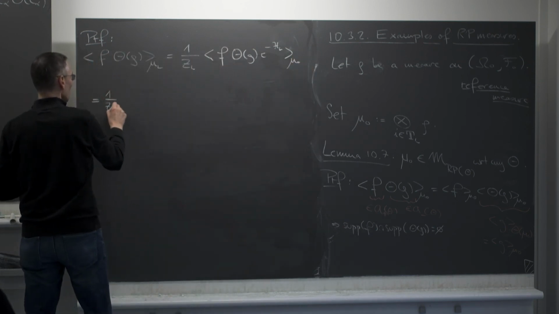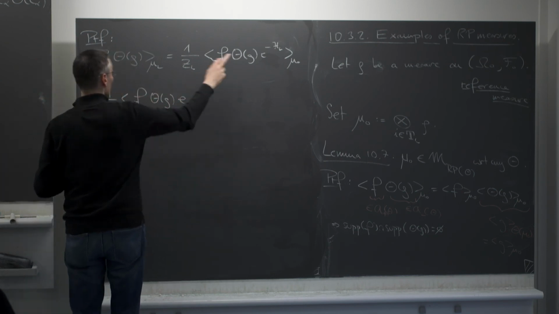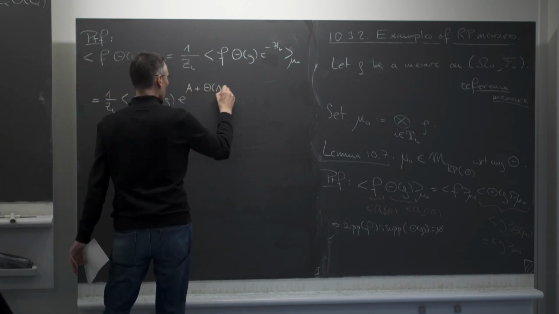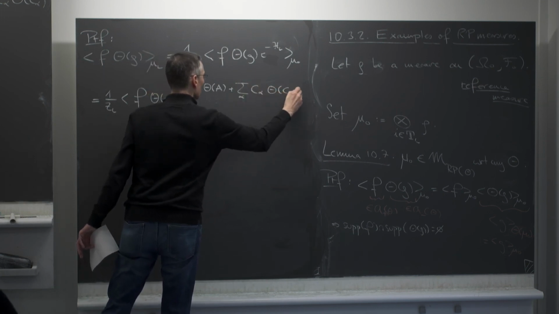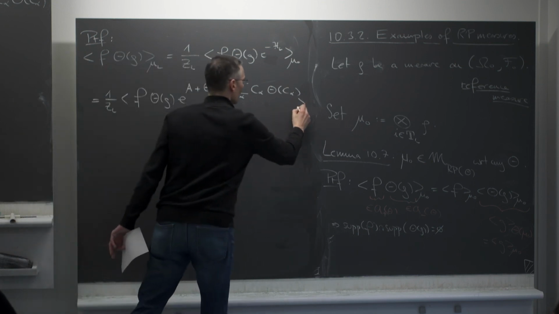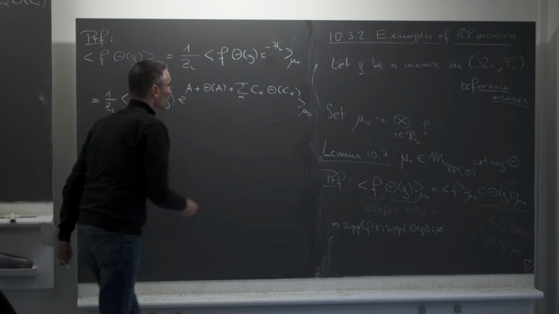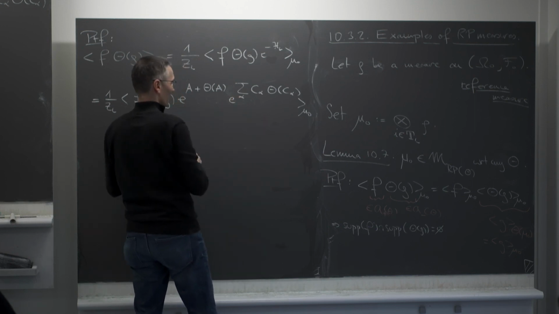So it's 1 over Z L, f theta g, e to the minus H L, by assumption it has this form. So it's A plus theta of A plus the sum over alpha C alpha theta of C alpha. Okay. And then expected value with respect to the product measure mu 0. Okay? And then the idea, which is pretty elementary, is to expand. Let me write this as a product of exponentials so that I can explain it here.